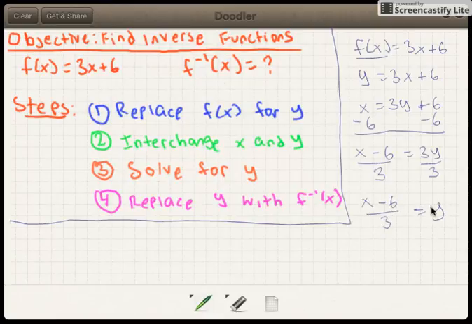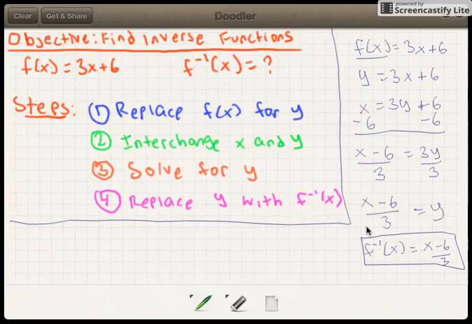And for our last step, we're just replacing y with f inverse of x. And I'm just going to go ahead and write that on the left side right here. And now our final answer is the inverse of f of x is x minus 6 over 3.